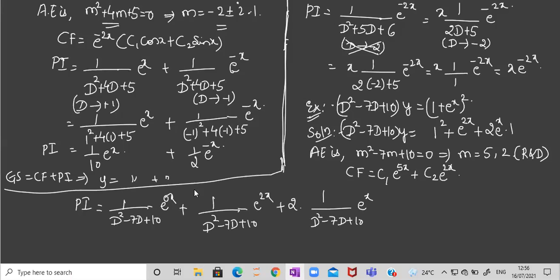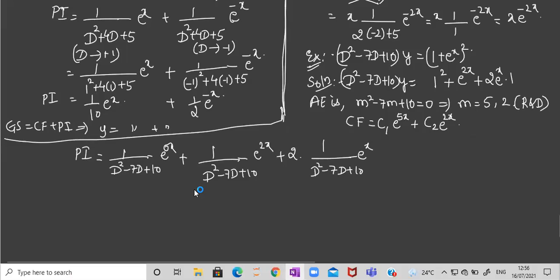Operating on e raised to x, correct? Yeah, let us apply the procedure. All are exponential. So replace d by what here? Minus 0. 1. No. Sorry, what 1? Coefficient of x is 0.